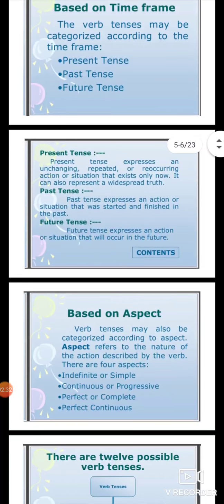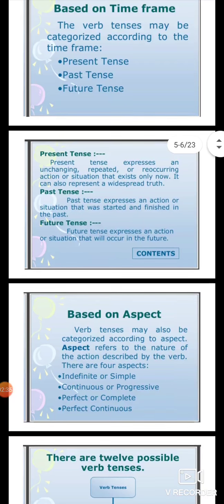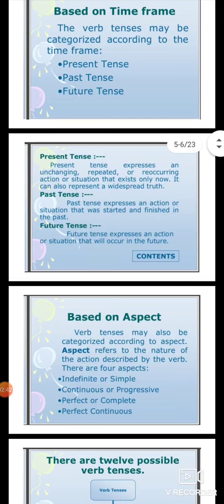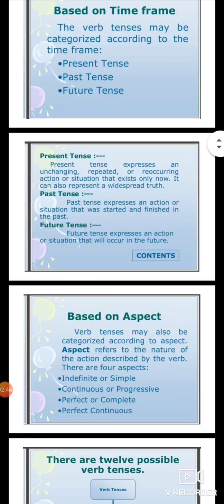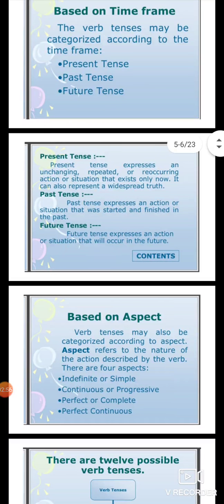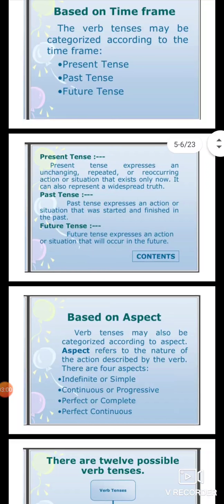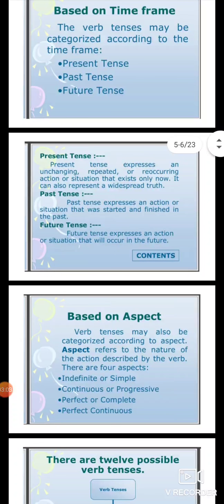Now let me give you a gist of what is the present tense, past tense, and future tense. Present tense is when you are expressing an action that happens repeatedly, again and again, and that action or situation happens in the present. It can also be a fact or a truth. For example, the earth revolves around the sun. That means it is an action that is unchanging.